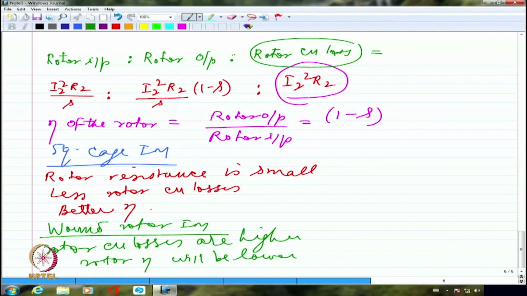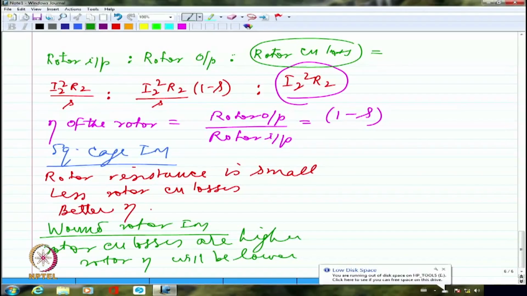You put 10 ohm of resistance, 20 ohm of resistance for the rotor or 5 ohm of resistance for the rotor, it doesn't matter. This is what is available, which is crossing the air gap and going into the rotor. That we are equating to I2 square R2 by S. That's it. That is set in stone. You got my point. It is not being generated by the rotor. The power is being given by the three-phase supply.